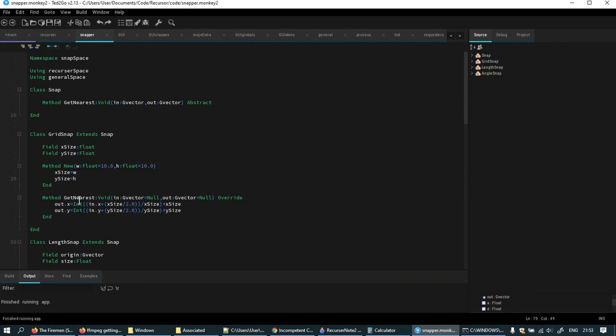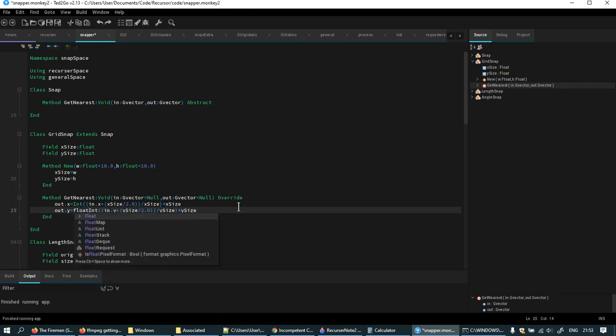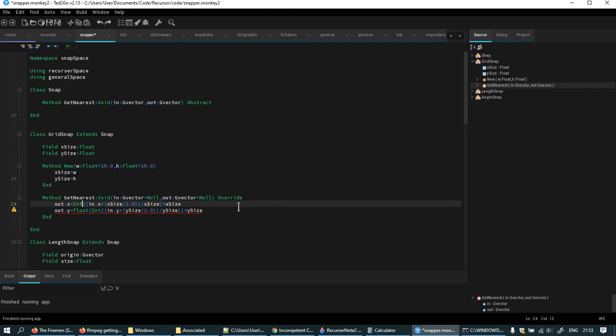Anyway, out x equals in x plus size, x size divided by 2 divided by x size times x size. Y size divided by 2 divided by y size times y size. Again, this probably isn't it now that I see that it had nothing to do with it in the other one, but I am going to do this anyway, just so I'm multiplying a float by a float. Look at how hideous that is.